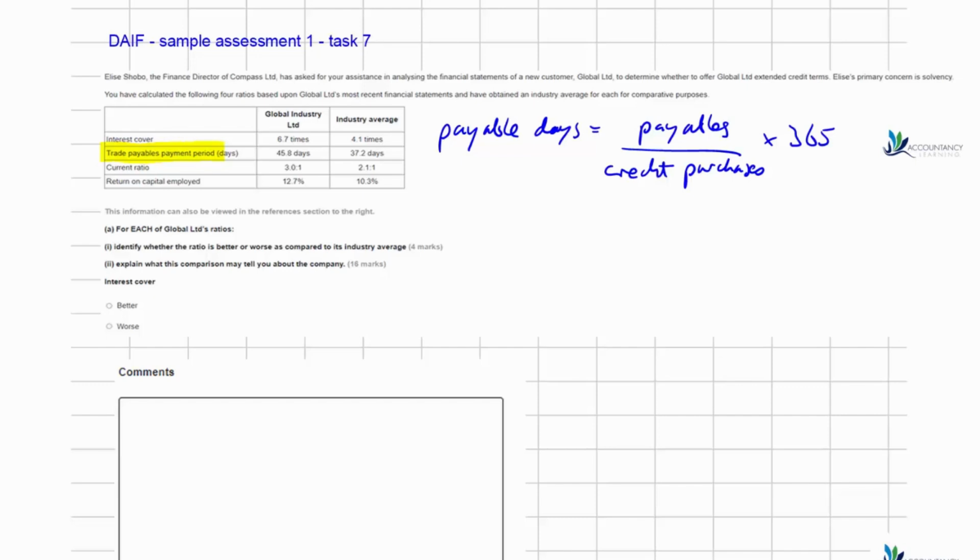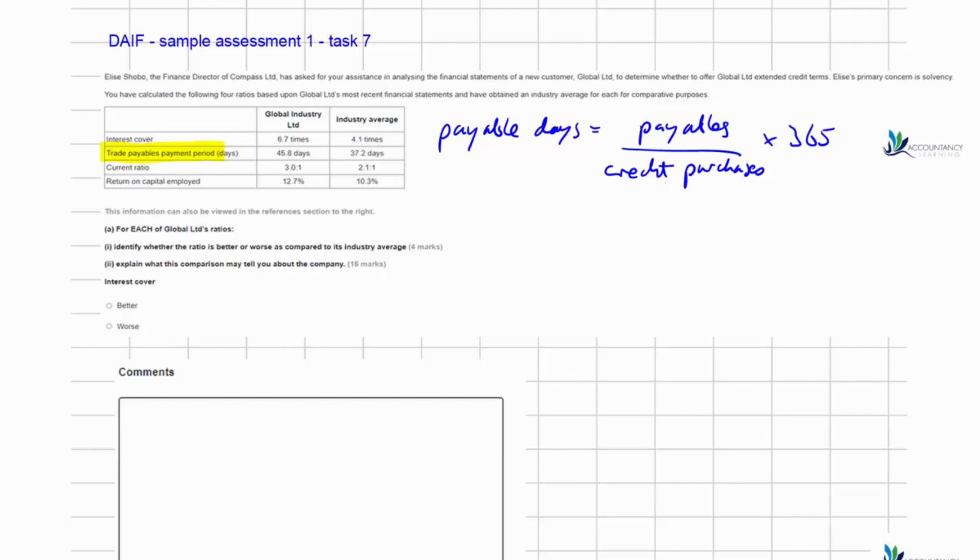So in the table on the left we can see that the company has a payable days of 45.8. So that means on average it takes 45.8 days for the business to pay its suppliers. Whereas the industry average, it's 37.2 days for the average company to pay its suppliers.